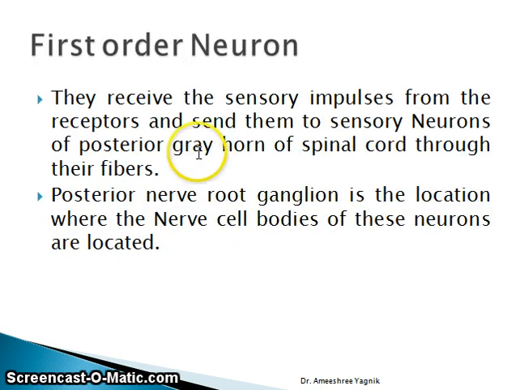So first order neurons receive the sensory impulses from the receptors. If you have not watched my lecture on the receptor, you can watch that lecture and you will understand the details about the receptors. They send impulses to the sensory neurons of the posterior gray horn of the spinal cord through their fibers. The posterior nerve root ganglion is the location where the nerve cell bodies of these neurons are located. First order neurons are located in the posterior nerve root ganglion.